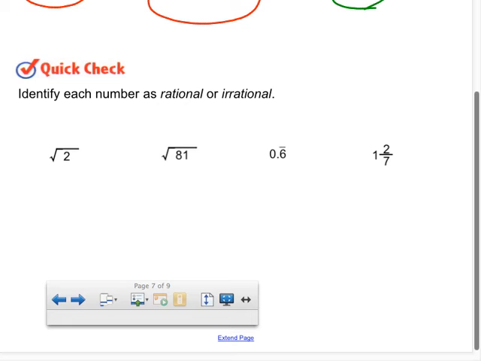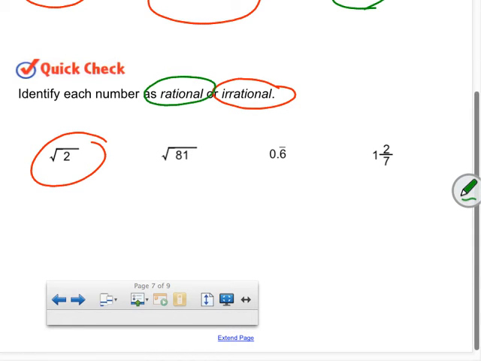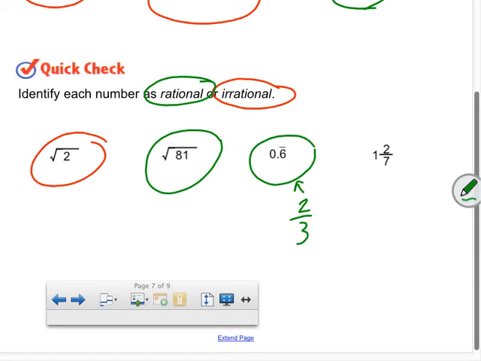First number, rational or irrational? Irrational. That's not a perfect square. And so that will give me a non-terminating, non-repeating decimal. What about this next number, rational or irrational? That is rational. How about this number? That is rational. Can you guys punch into your calculator 2 divided by 3? 2/3? Right. So I can write that repeating non-terminating decimal as a fraction, 2/3, right?